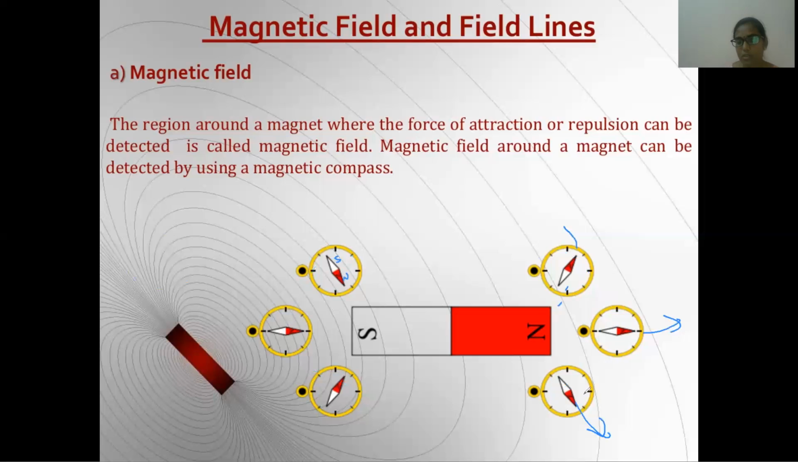First thing you understand about the compass: the compass needle always aligns in the direction of the magnetic field. If the magnetic field is in this direction, it shows the north and south direction. North always shows the direction of the magnetic field, and the opposite will be south.